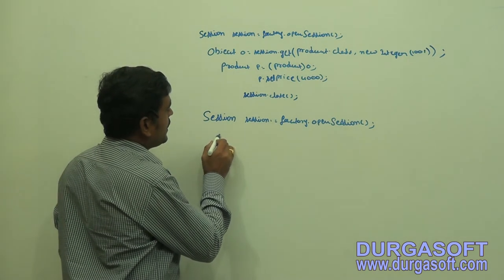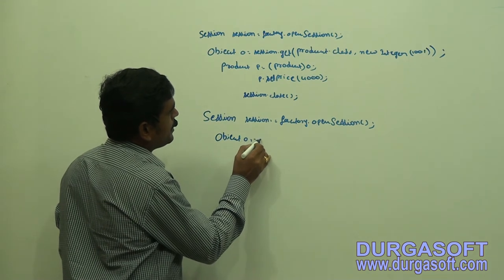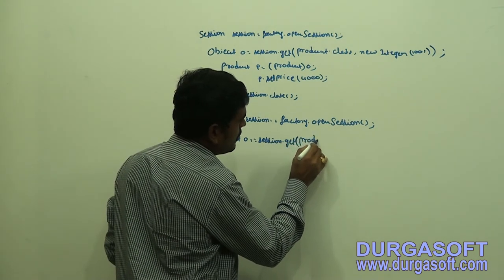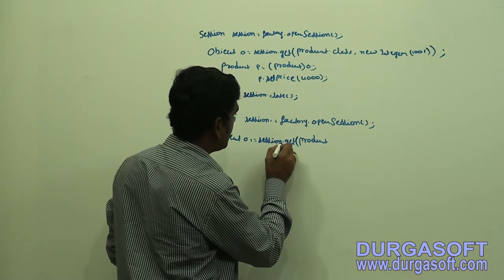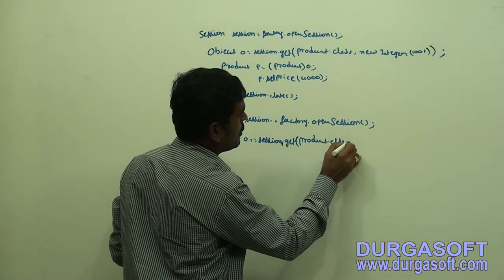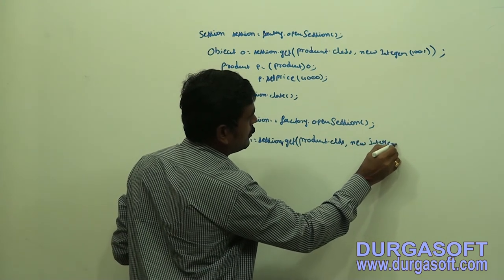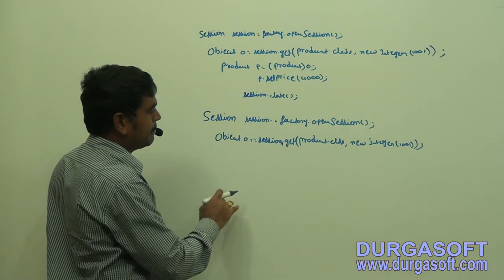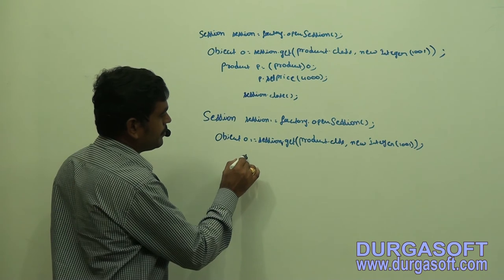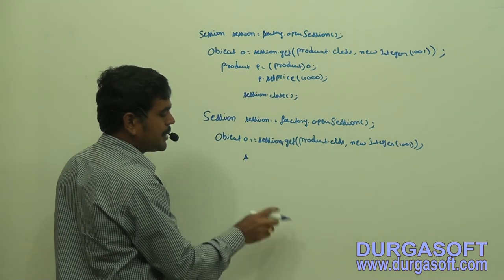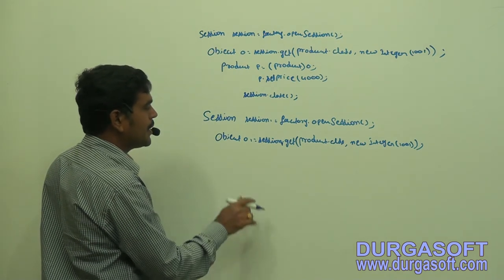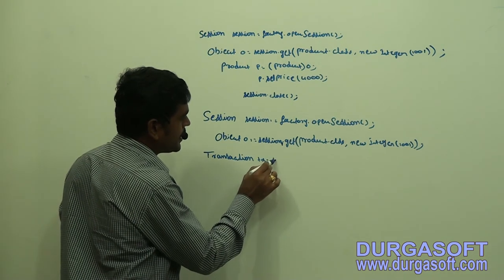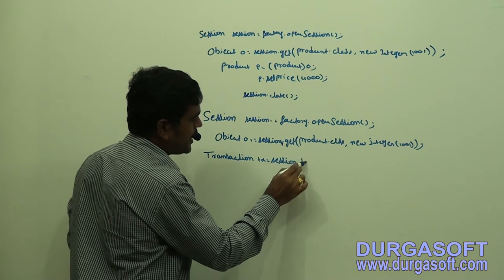After that, I am going to load that object once again. Object O1 is equal to session1 dot get method, then product dot class, comma new Integer of 1001. After that, before giving session1 dot update or merge, what do we have to take? Transaction, right? This is a DML operation. Transaction tx is equal to session1 dot beginTransaction.